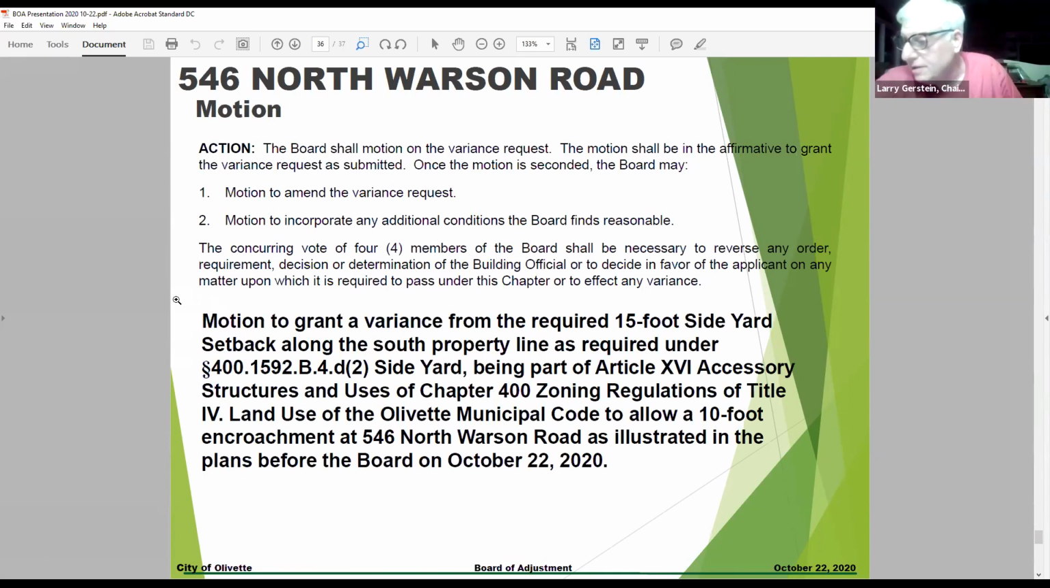Don, do you have that? Oh, do you want me to read the motion? Yes, please. There's a motion to grant a variance for the required 15-foot side yard setback along the south property line as required under 400.1592.b.4.d2 side yard, being part of Article 16 accessory structures and uses of Chapter 400 zoning regulations of Title 4, Land use. Is that enough? Yeah, I need a second.